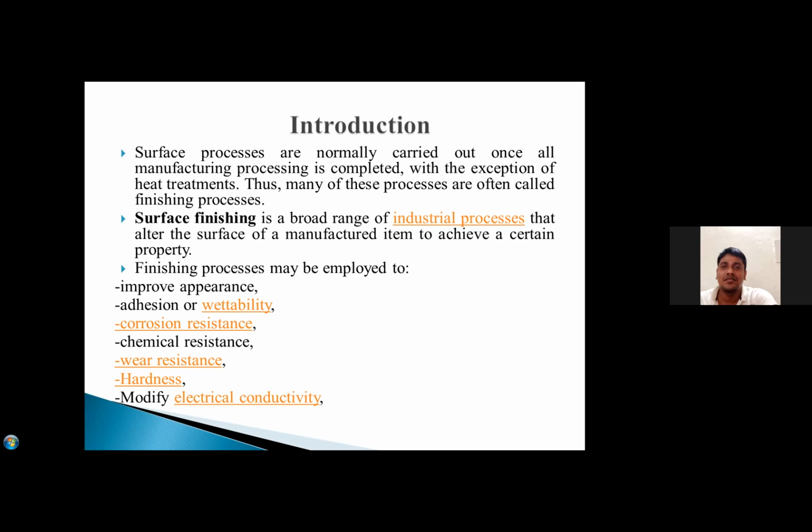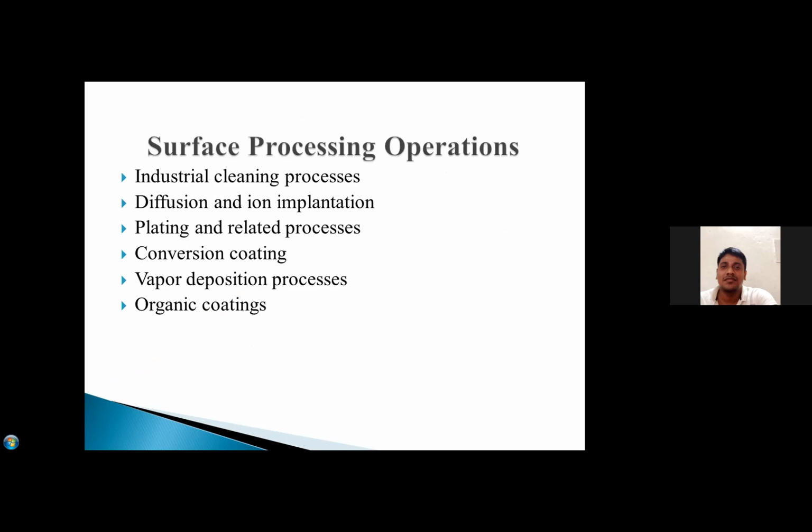This is done for improved appearance, adhesion or wettability, corrosion resistance, chemical resistance, wear resistance, hardness, and to modify electrical conductivity. There are several types of surface processing operations. These are industrial cleaning processes, diffusion and implantation, plating and related processes, conversion coating processes, vapor deposition processes, and organic coatings. Now I shall discuss all of these processes.